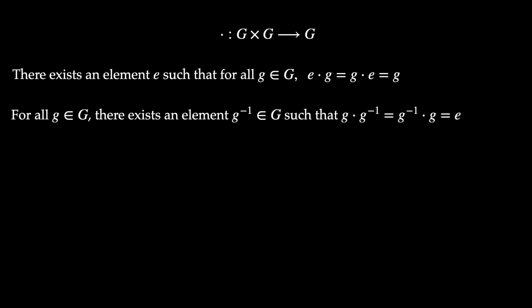Finally, this group has to be associative, or the grouping of terms in a multiplication doesn't matter. There is a fourth rule, but this is covered by us defining the binary operation. This fourth rule is that G has to be closed, or that when we multiply two elements of G, we get another element of G.